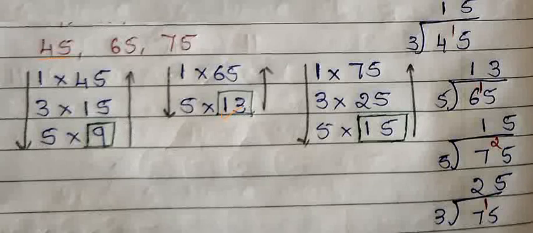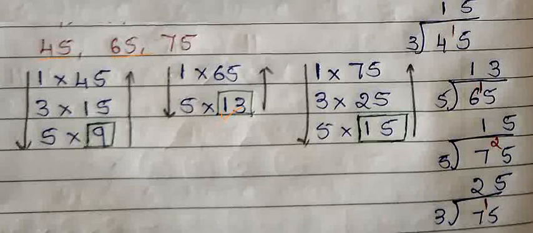Next after 5 we have 6. The number is not divisible by 6 because the number 65 is neither divisible by 2 nor divisible by 3. Next number is 7. It's not divisible by 7 also. 7 9s are 63, so we will get 2 as remainder. Next number is 8. This number 65 is not divisible by 8 also.